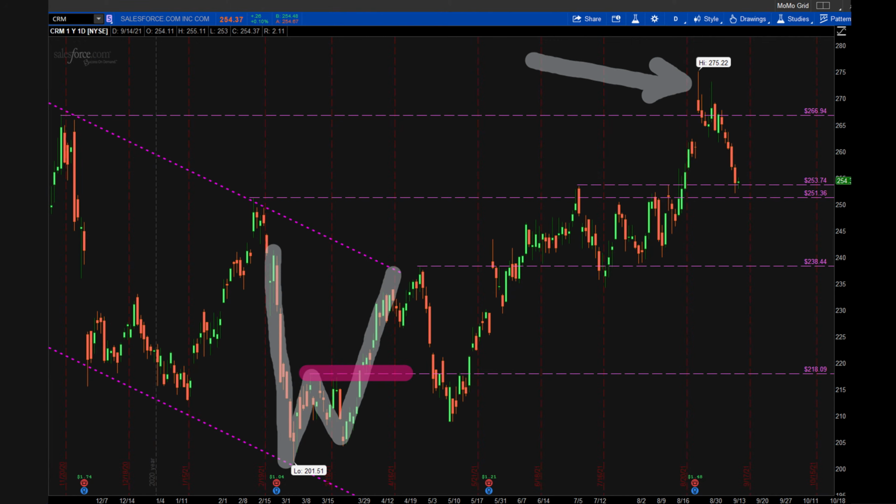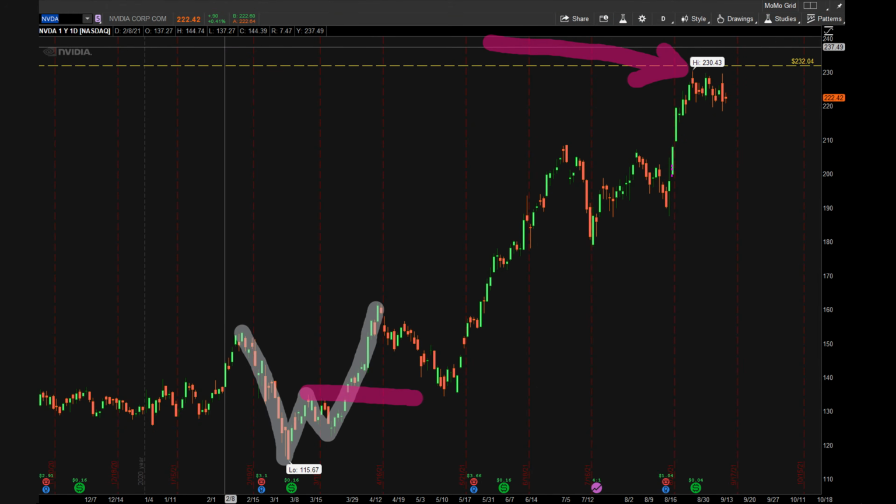W for the win. So some examples that you want to look into. Let's look into CRM. This is a beloved tech name, and obviously it's been trending down here. It bottomed out at around 201.57. It started to show the W reversal. It triggered right above 218. It ended up trading as high as 275.